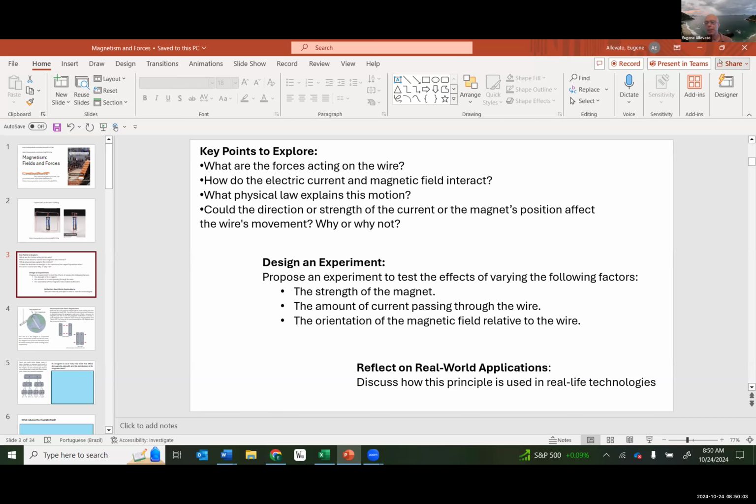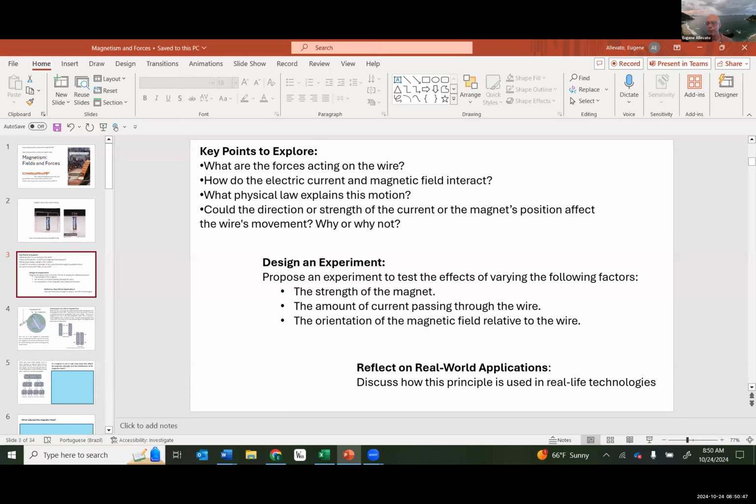So if you could design an experiment, what would be the experiment to test those things, right? One is, can I change the magnet, and change the strength of the magnet? If I can change the current going through the wire by increasing the battery, maybe put another battery that is higher in voltage. That battery is 1.5 volts. Maybe you could put a 6 volt battery, and see how that would work. And also you could change the orientation of the magnetic field by flipping the magnet, its position upside down.